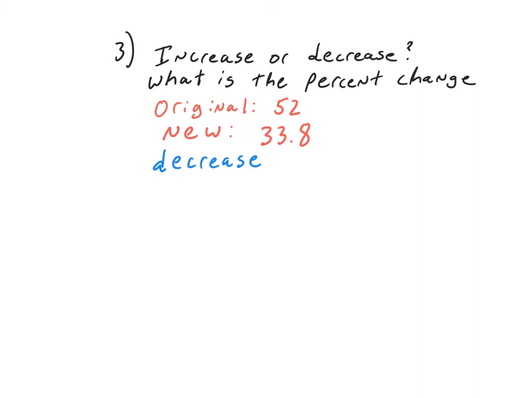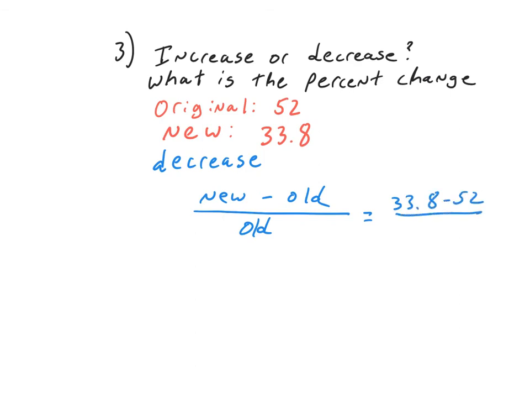Then to find the percent change, what we do is we take the new minus the old, and we divide it by the old, or the original. Okay, so we're going to do 33.8 minus 52 over 52. 33.8 minus 52 is negative 18.2.